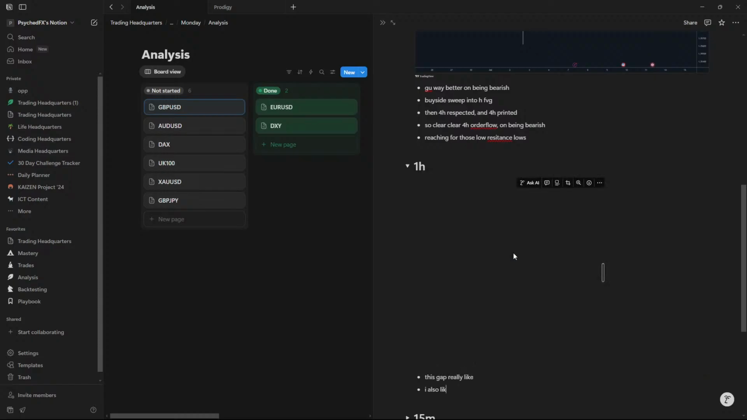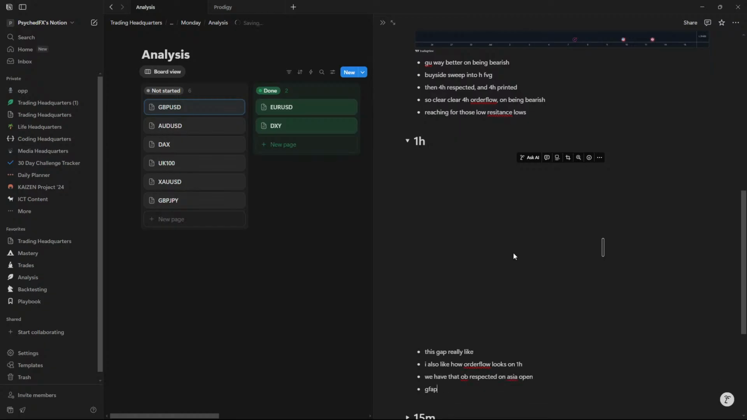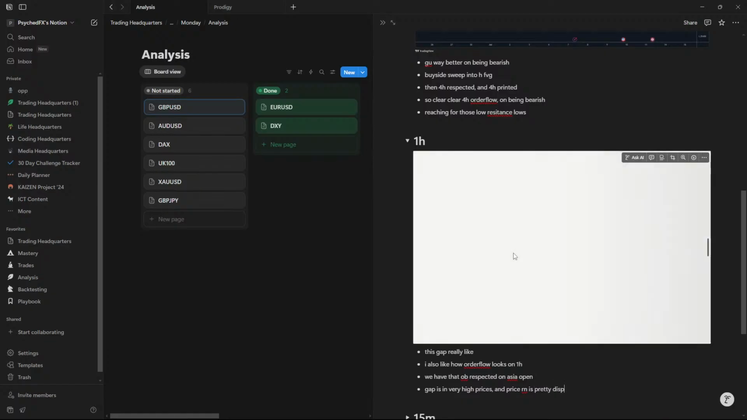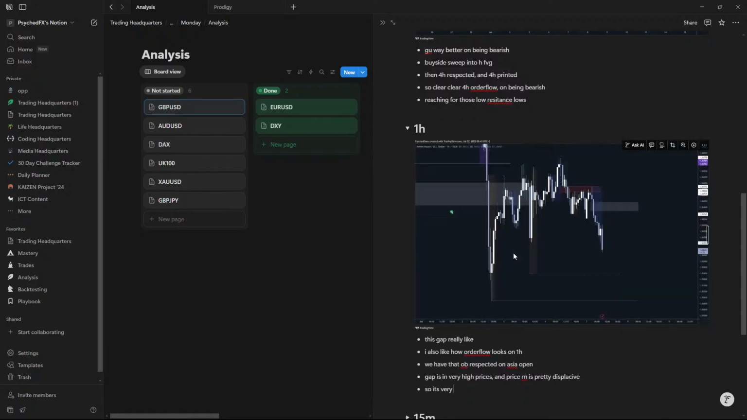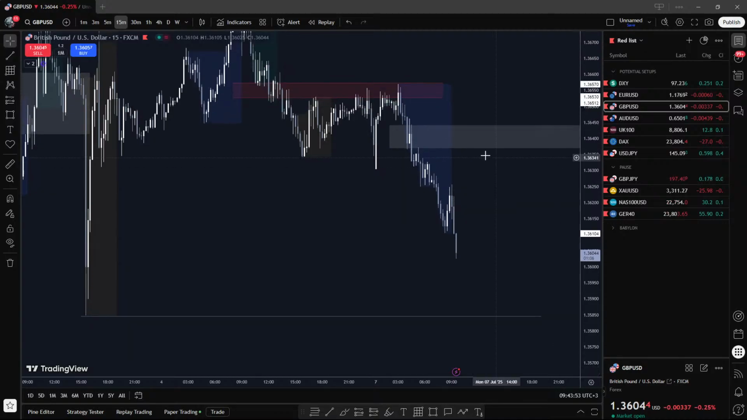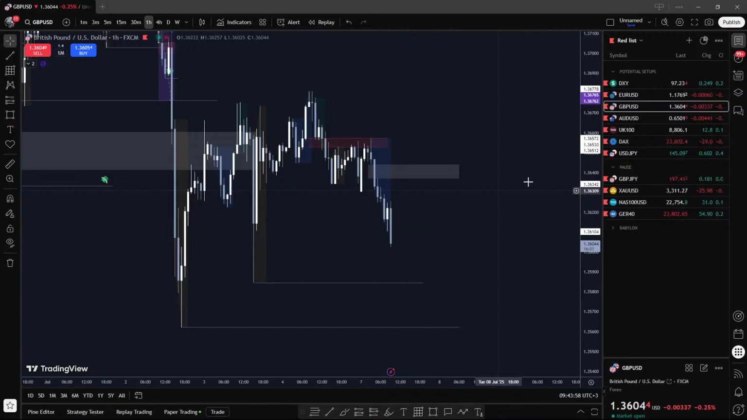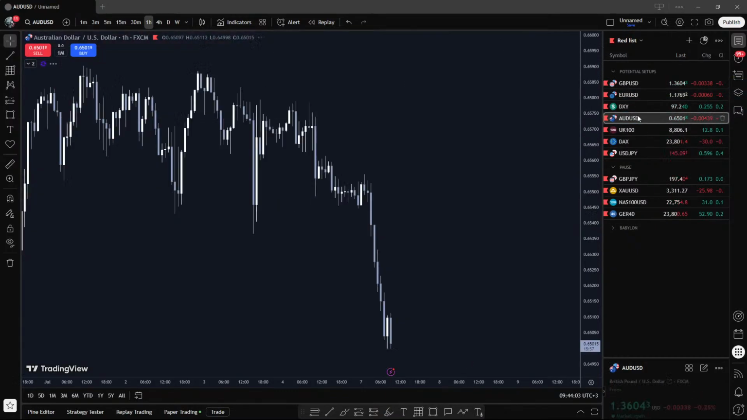I also like how order flow looks. On 1 hour we have that order block respected on Asia open. Gap is in very high prices, and price right now is pretty displacive, so it's a very high chance this setup's gonna occur in New York. Yeah, that's it pretty much. Pretty high chance we're gonna see it in New York, or we just keep displacing, but GU definitely becomes one of the pairs we're looking to trade.